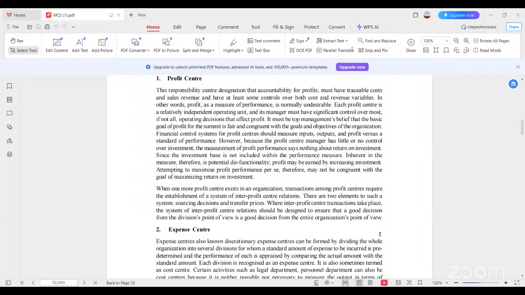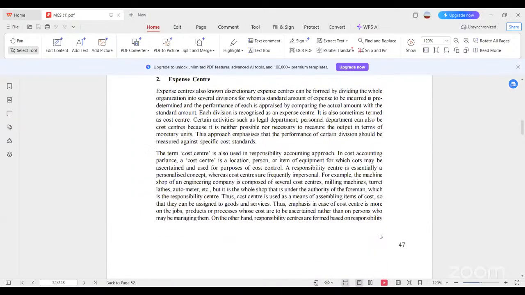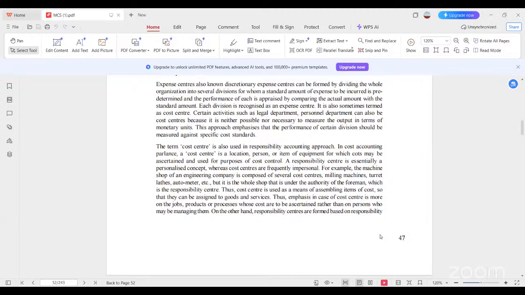Next is your cost center. In a cost center, the management is only responsible for controlling costs and not revenue. Performance is measured by budgeted cost versus actual cost. Examples are your HR department, maintenance department, or your IT support unit. So here the IT manager will try to manage help desk operations. Basically its goal is to keep support costs within budgets, regardless of revenue generation.